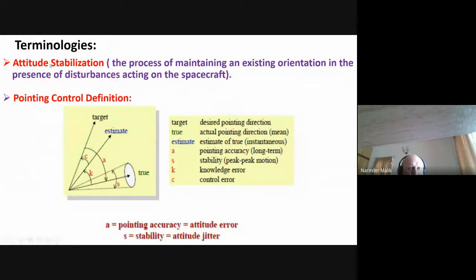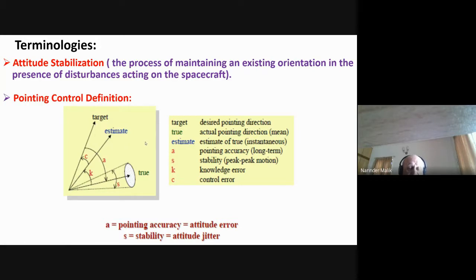Now, attitude stabilization. Attitude stabilization is the process of maintaining an existing orientation in the presence of disturbance torque acting on a spacecraft. Now, what is the pointing control definition? There are three things. This is the target where you want to point it.